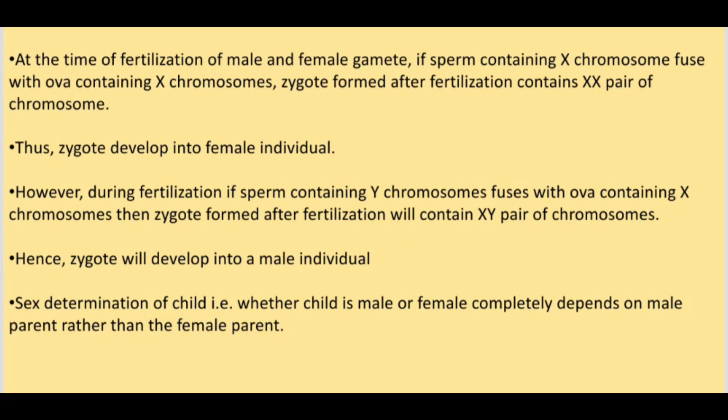So at the time of fertilization of male and female gametes, if a sperm having the X chromosome fuses with an ovum containing X, then the pair is XX, which means female, and XY means male. That is how sex determination of a child is done.